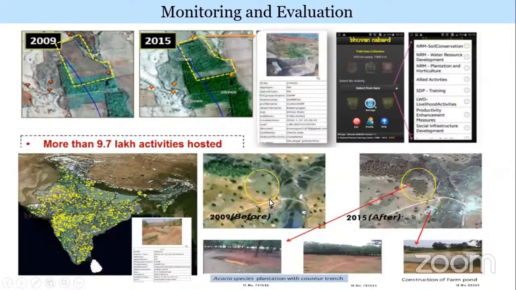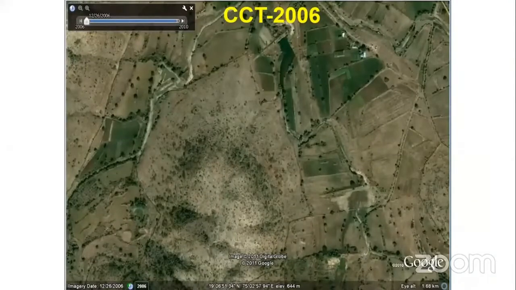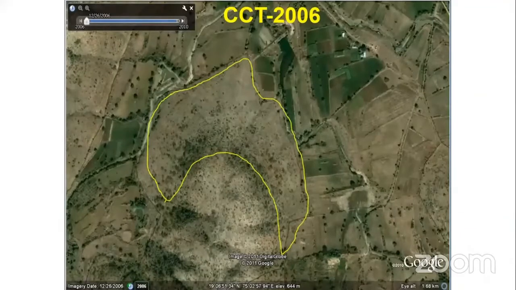We can see over here also how plantation has been monitored. There was nothing in 2009, and in 2015 there is a patch where plantation has been done rigorously. So this is how it has been analyzed by using GIS. And these are some of the photographs I'll be showing of how we are using it for monitoring. You can see this patch where no work has been done related to soil and water conservation.